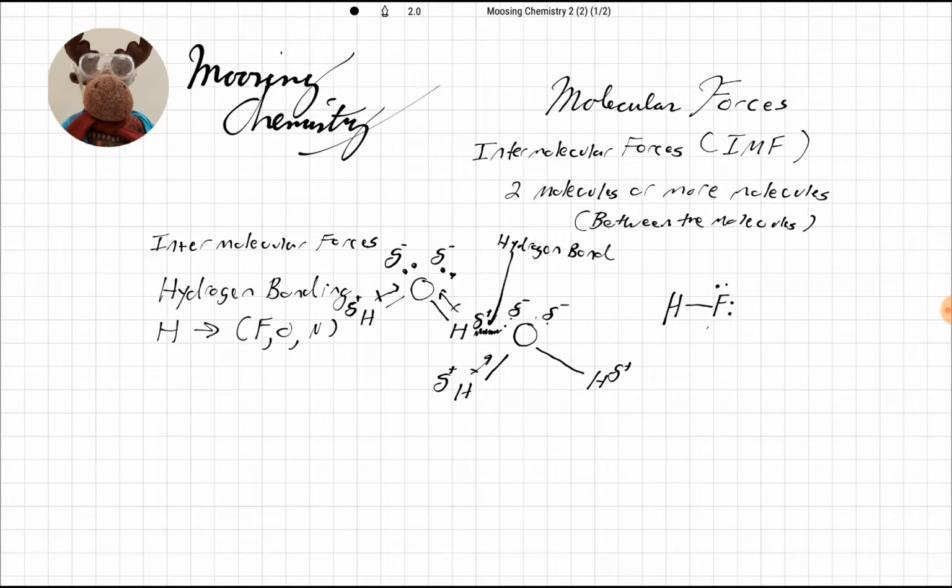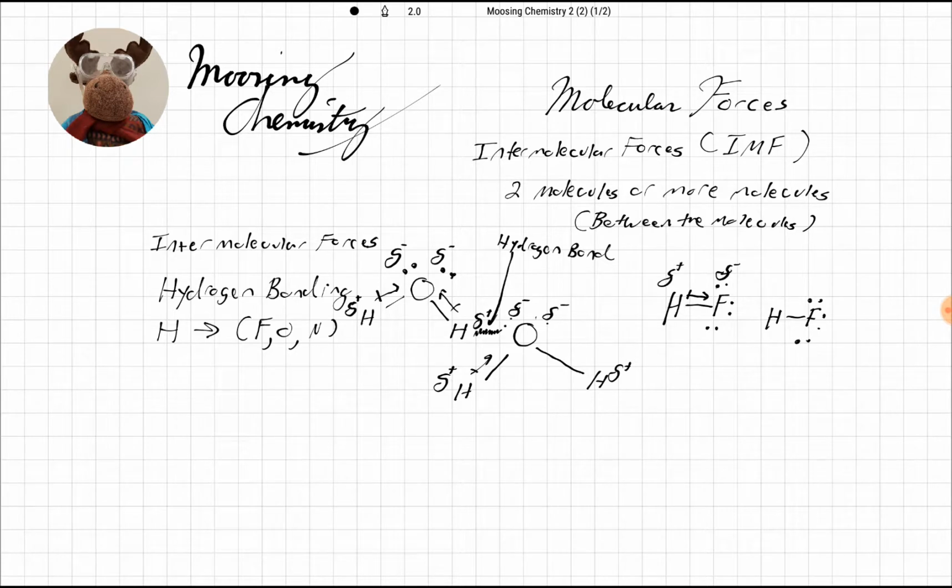And we'll try this here. And then you might have another hydrogen fluoride over here, just kind of floating around, right? And so look at this. There's the dipole. Fluorine is going to definitely attract that electron, and it becomes negative there, sigma negative, where hydrogen becomes sigma positive.